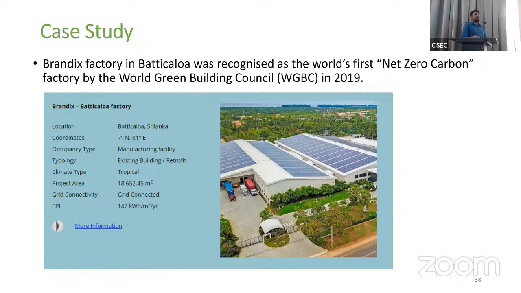Then we will move into the final part of our presentation, that is a case study project. This case study project is the Brandix factory in Athurugiriya, which was recognized as the world's first net zero carbon factory by the World Green Building Council in 2019. This factory area is around 18,000 square meters. And this energy performance index in terms of kilowatt hours per square meter per year is around 147.